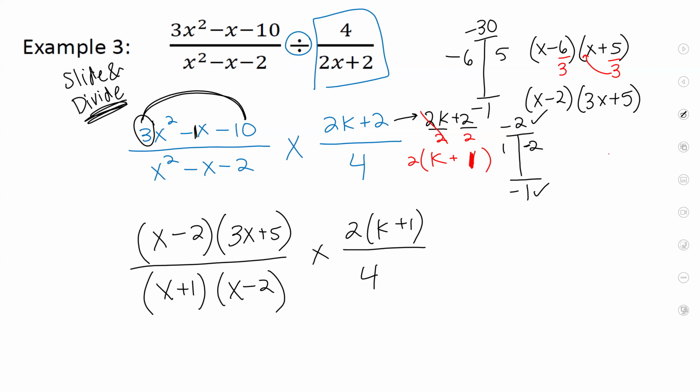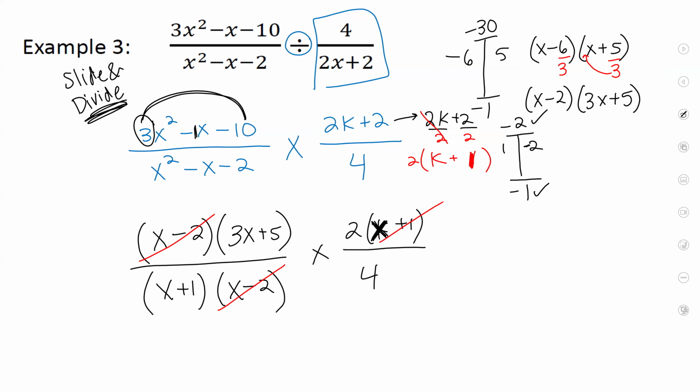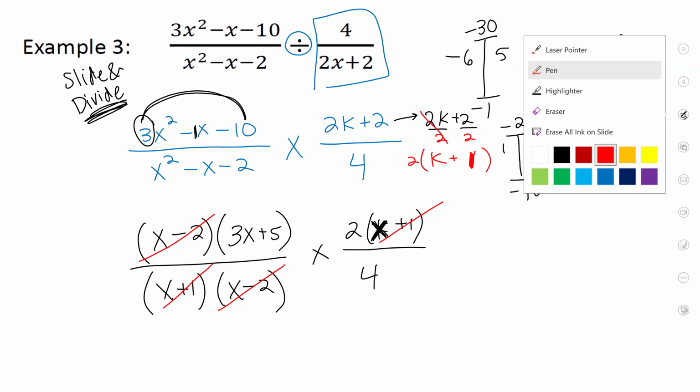Okay. X minus 2 cancels with x minus 2. I keep saying k, it's an x, sorry. This is an x, not a k. Okay. X plus 1 cancels with x plus 1, sorry. All right, so let's see what's left over.